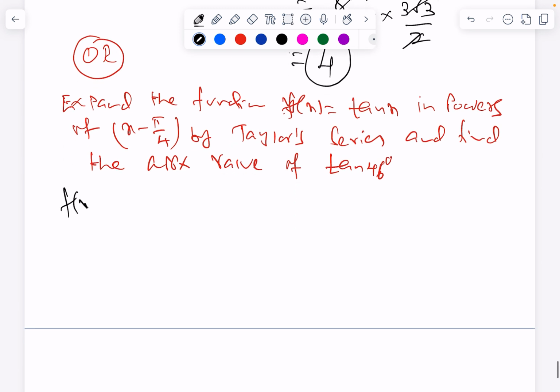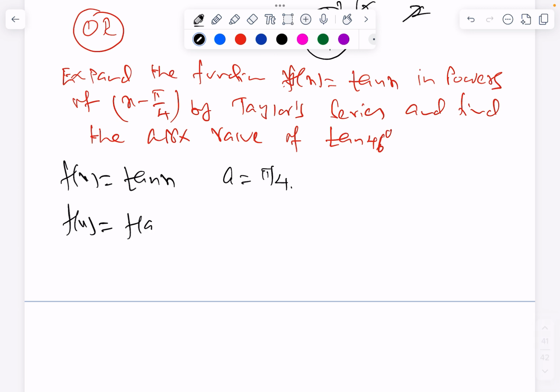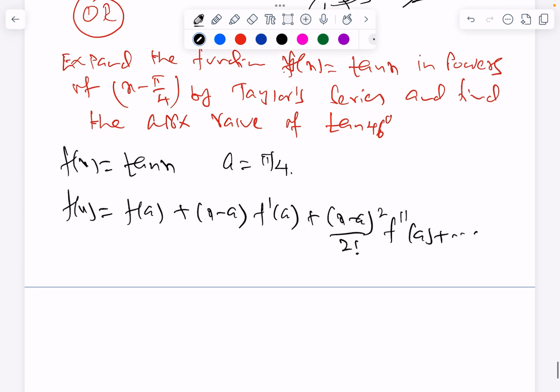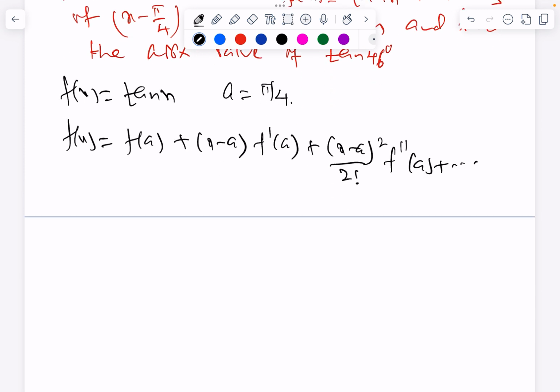Now here f(x) is equal to tan x and a equal to pi by 4. We have to use the format of the Taylor series: f(x) equals f(a) plus (x minus a) f dash a plus (x minus a) square by factorial 2 f second derivative at a, and so on. So f(x) is tan x, a is pi by 4. So f of pi by 4, that is tan pi by 4, equal to 1.